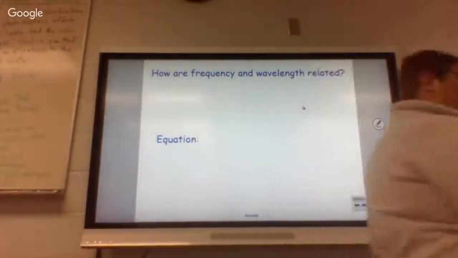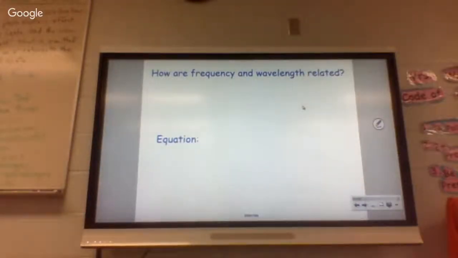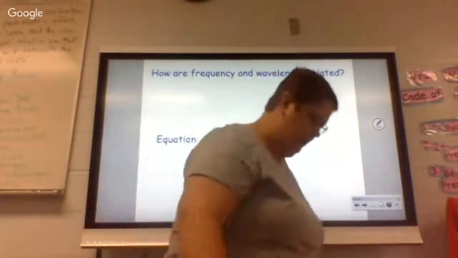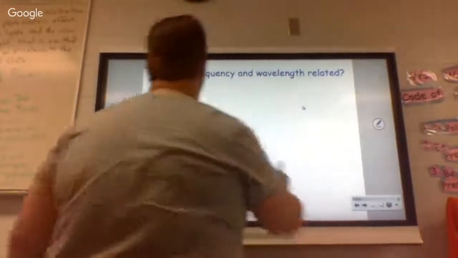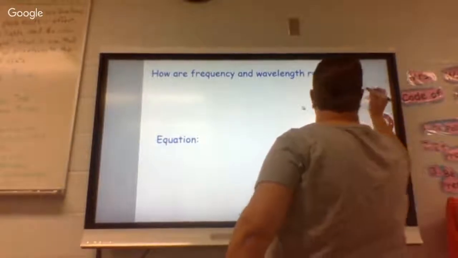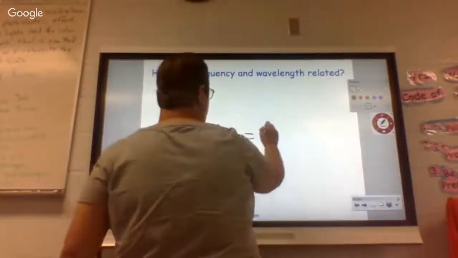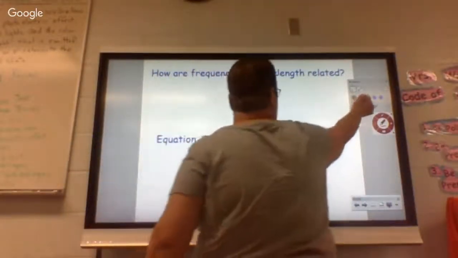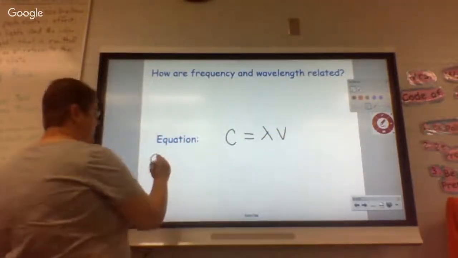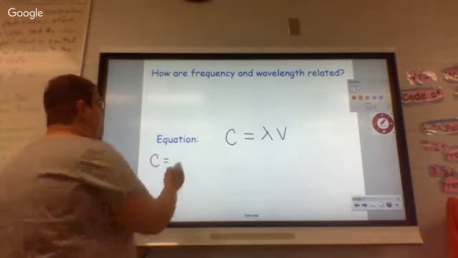What was yesterday? Tuesday. On Tuesday, when we were talking about this relationship between frequency and wavelength, we talked about an equation. All right, somebody tell me what the equation said. Yep, exactly. We wrote down an equation that said c equals lambda nu. All right, so when we did this, we said c was equal to what? The speed of light.